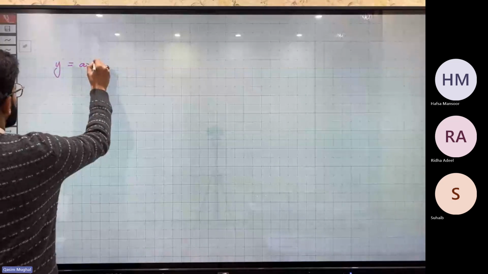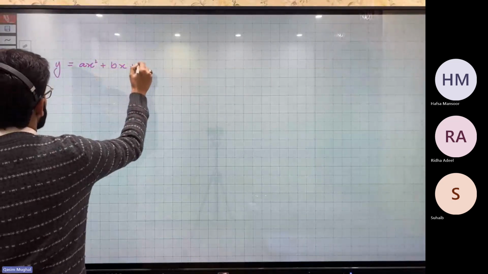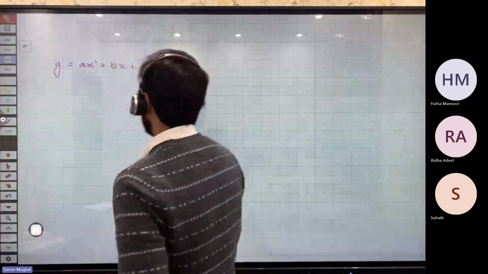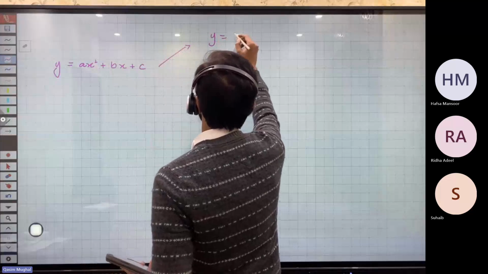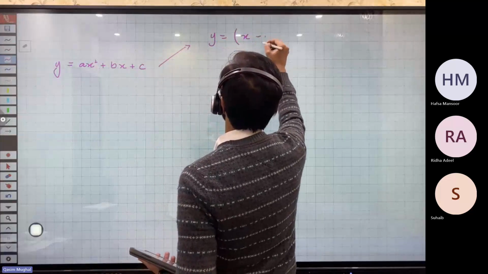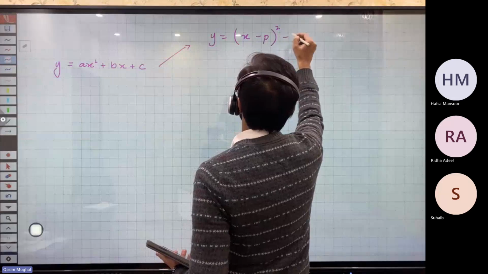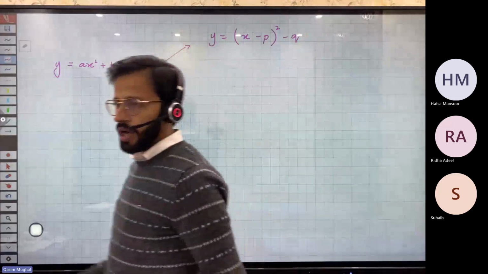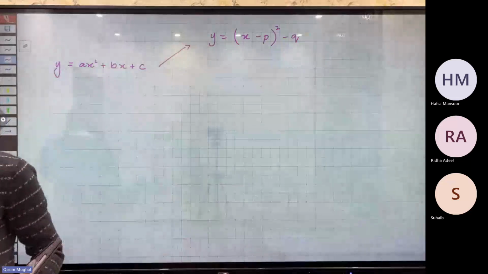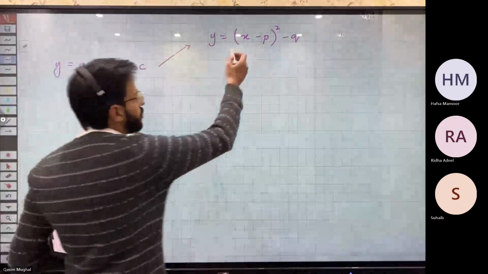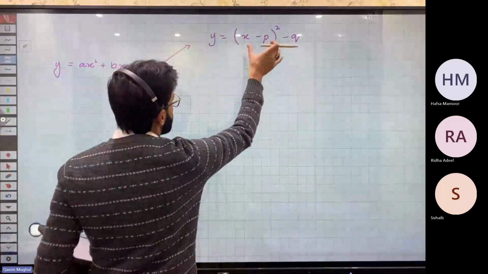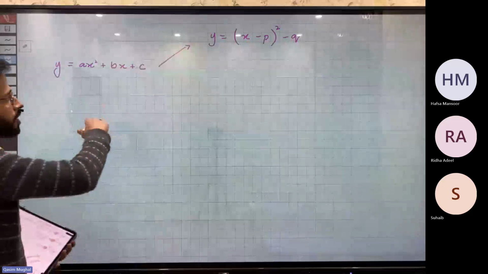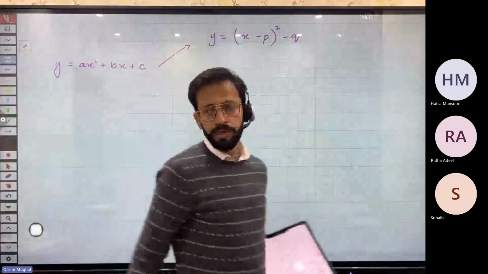For example, you have an equation y equals ax squared plus bx plus c. If I do something to this equation and am able to obtain this format, y equals (x minus p) whole squared minus q, achieving this format is known as completing the square. In this format we have a square completed. From here to here, the process is known as completing a square.